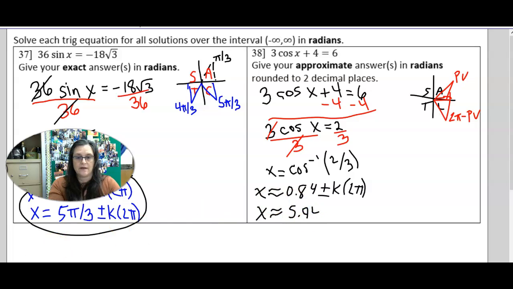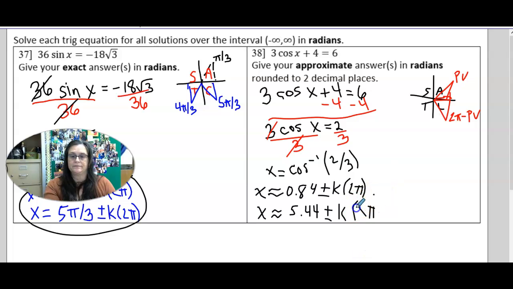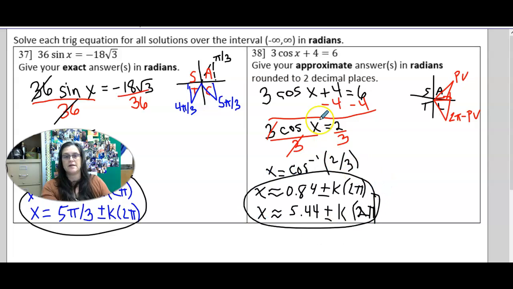Oh, that looks like a 9. It should be a 4. So 5.44 plus or minus k times the period, which is 2 pi. And that'll represent all of the solutions over the interval negative infinity to infinity.